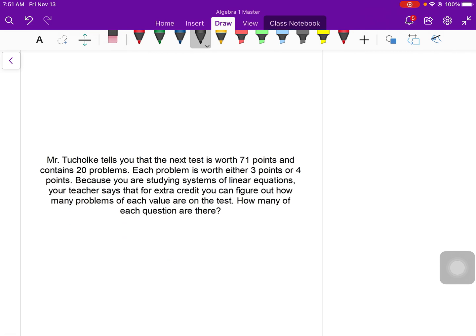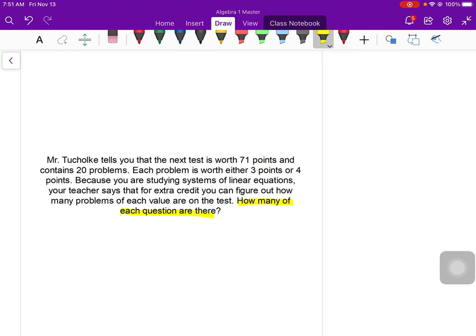This next question is 100% fantasy, because if you guys have noticed so far, I'm not going to tell you how many questions are on a test, but just for the sake of this example problem, I'm going to tell you that there's 71 points in the next test that has 20 problems. Each problem is worth 3 or 4 points. Because you're studying a system of linear equations, I'm going to tell you that you get extra credit if you can figure out how many problems of each value are on the test. So how many are there? This is 100% fake fantasy. I'm not actually going to do that, but I think it's kind of a fun problem.